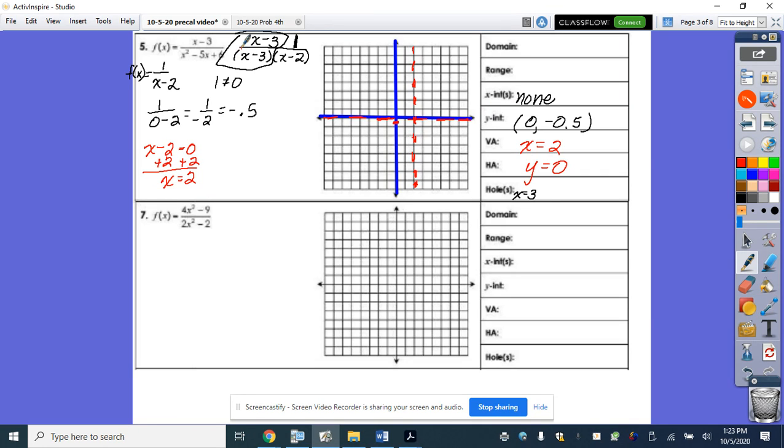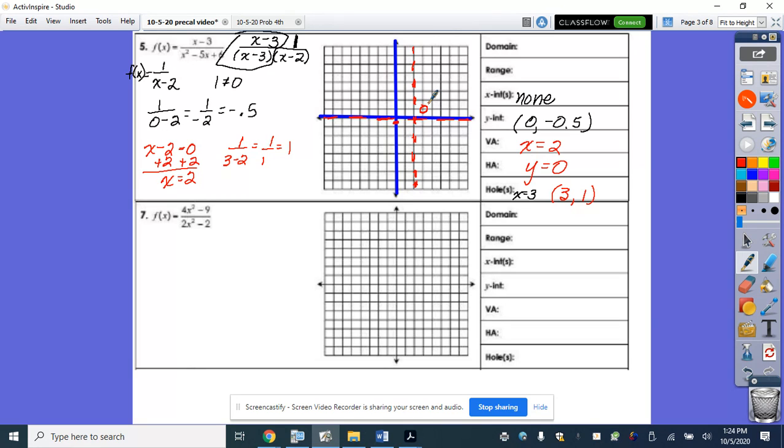All right, so the next thing we need to do is plug this 3 in up here and see what we get. So I have 1 over 3 minus 2, which is just 1 over 1, which is 1. So my hole is at 3, 1. So I'm going to go to 3, 1, 2, 3, 1, and I'm just going to put my hole there. Okay, I know I'm not going through that.